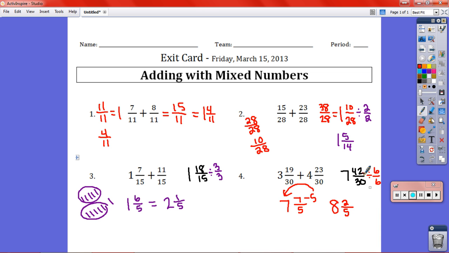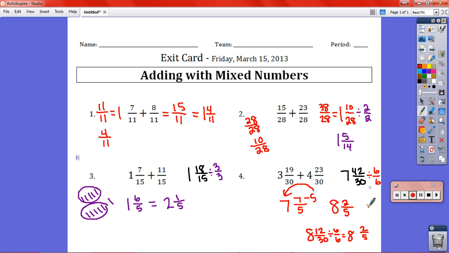And if I had done that with converting first, then I would have said, well, 30 out of 30 is a whole. So I would have said, let's take 30 out of 30 out, and we have 8. 42 minus 30 is 12. 12/30ths. And then I would have divided by 6, and 12 divided by 6 is 2. And 30 divided by 6 is 5. So it would have gotten the same thing.